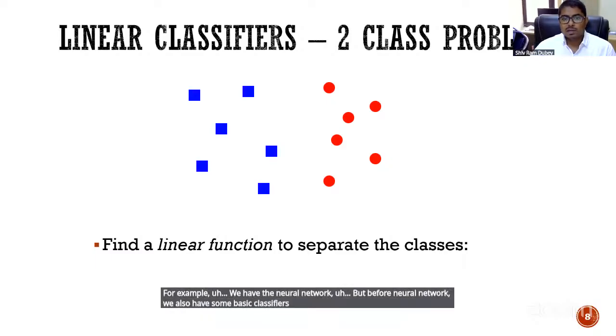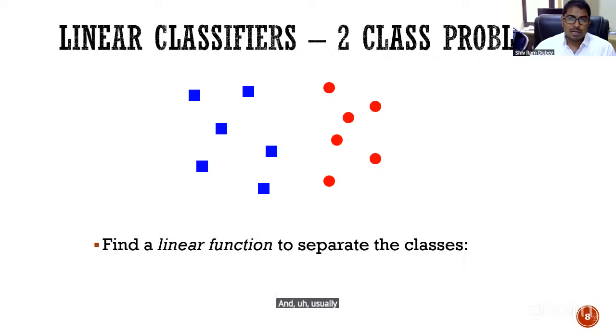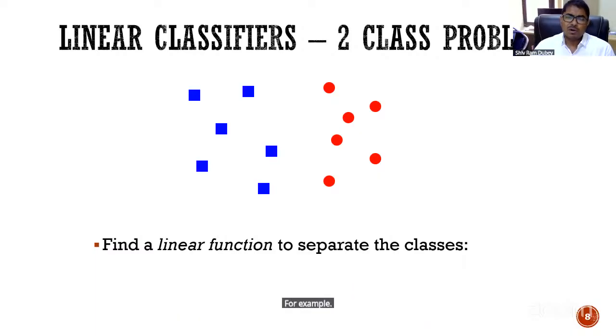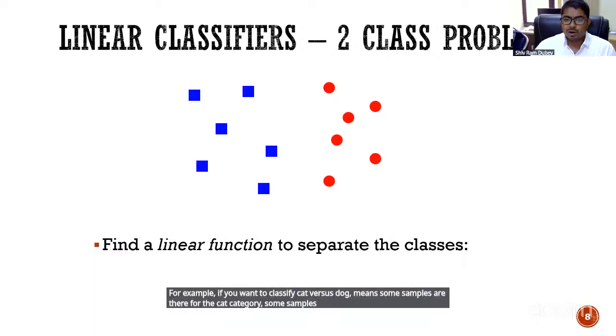For example, suppose we have a linear classifier. Usually we work with multi-class problems, but we can even have a simpler problem where we have only two classes, and then we can generalize it to multiple classes as well. A two-class classification problem is one of the simplest problems to solve. For example, if you want to classify cat versus dog, some samples are there for the cat category, some samples are there for the dog category.